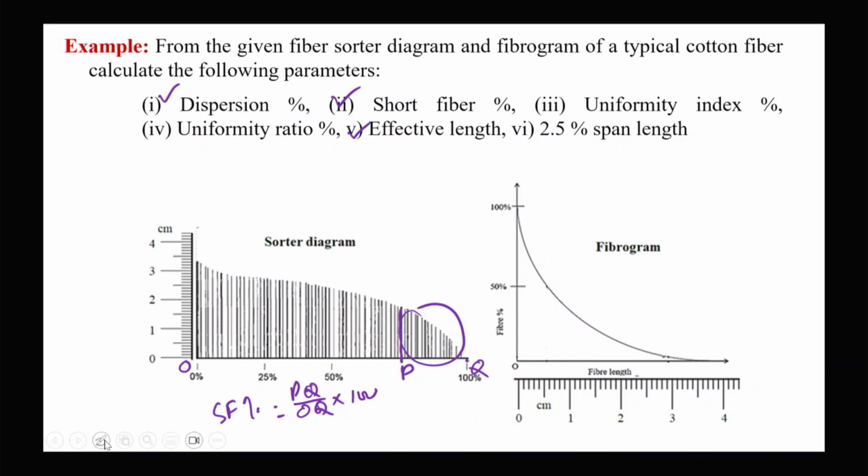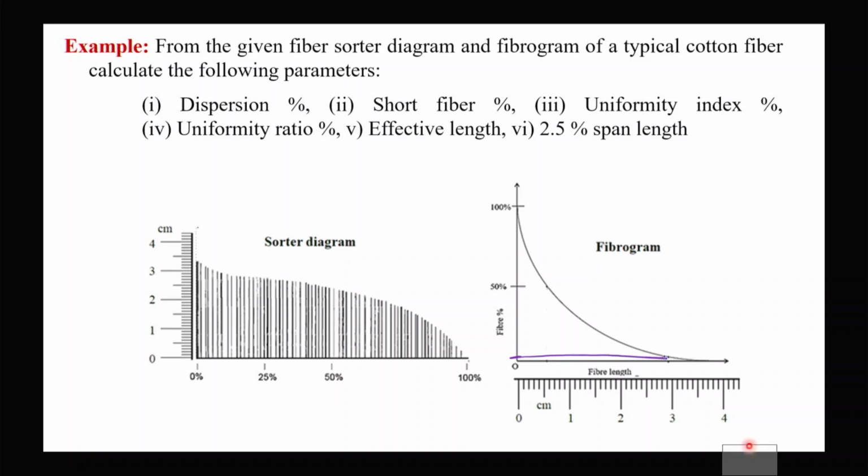Now coming to the fibrogram: uniformity index, uniformity ratio, and 2.5% span length. Typically, approximately, the 2.5 point is this one. Now we measure this point. This is the length, the 2.5% span length. It's typically around 29 millimeter. 29 millimeter is the 2.5% span length.